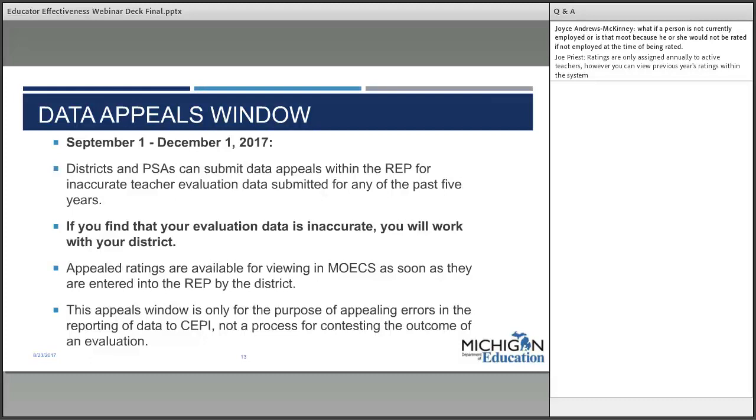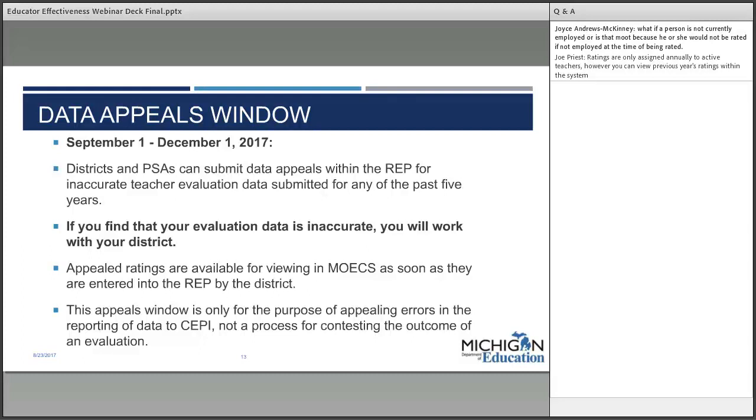So because of all these outcomes that are associated with educator effectiveness ratings, that's why MDE and CEPI is bringing you the data appeals window. The data appeals window did open up September 1st, and it will run through December 1st. It allows the districts and PSAs to submit data appeals within the REP for inaccurate teacher evaluation data submitted for any of the past 5 years. If you find that you have inaccurate data, you want to contact your district and work with them through their data appeals process, and they have until December 1st to submit a data appeal.